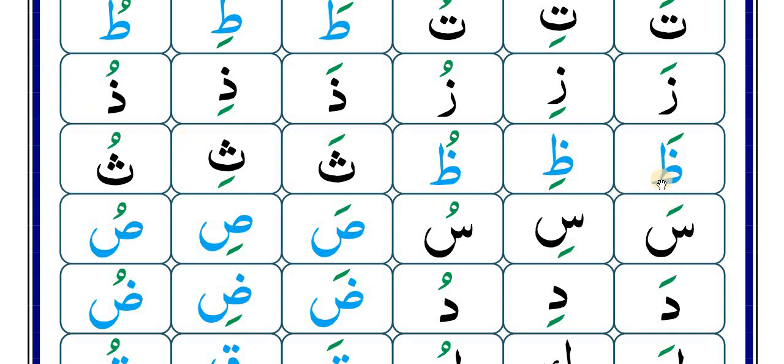Next letter is law. Law is a musta'aliya letter and is read in thick voice. Law, ri, ru. Don't read like zo, zi, zu. Read them one by one separately. Law, ri, ru.